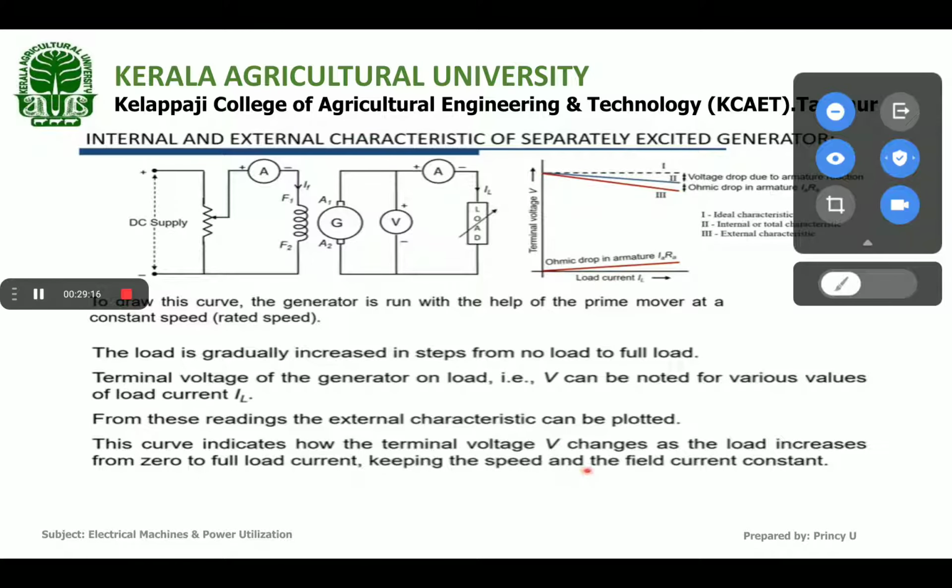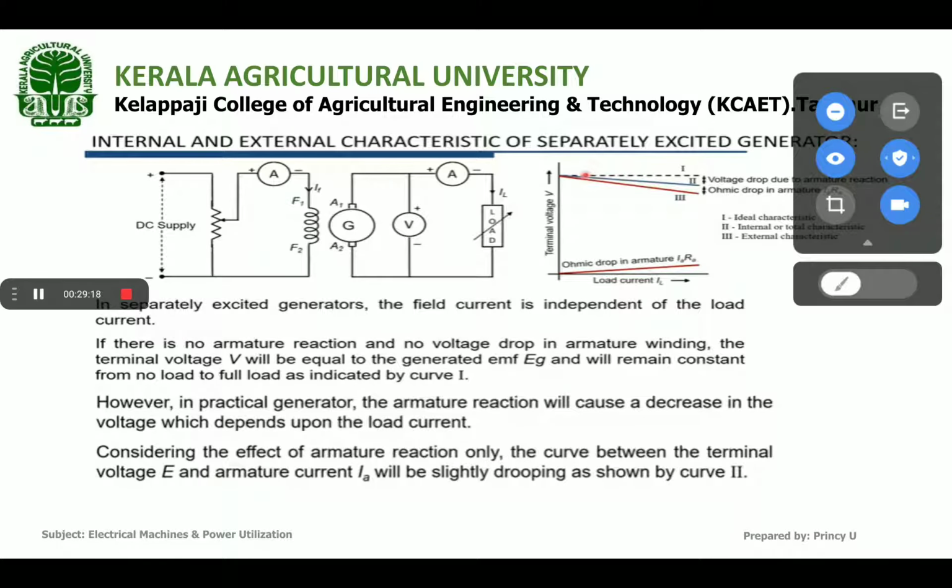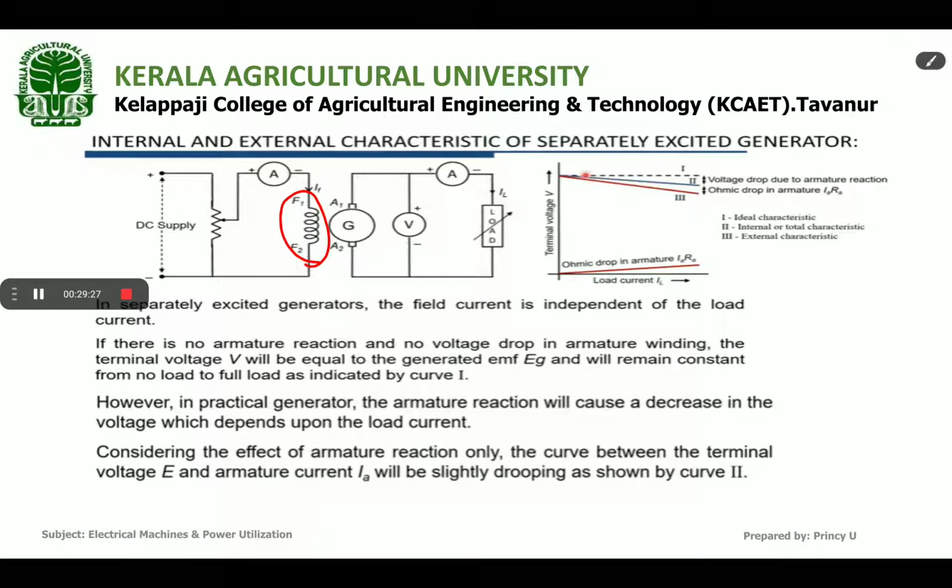This curve indicates how terminal voltage V changes as the load increases from zero to full load, keeping the speed constant and field current constant. Remember these points in external characteristics: in a separately excited generator the field current is independent of the load current, because it is separately excited by another DC supply. If we assume there is no armature reaction, the curve will be like this dotted line, because the terminal voltage V will be equal to Eg and will remain constant from no load to full load. If we increase the load, Eg will still remain constant if there is no armature reaction drop.